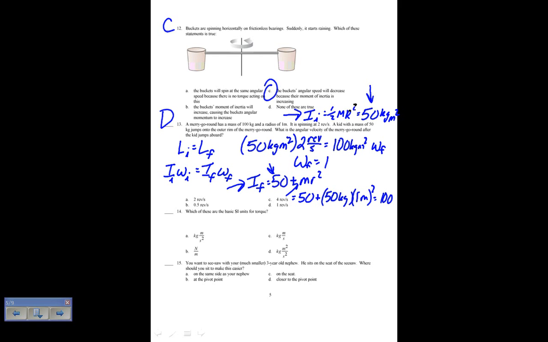Which of these are the basic SI units for torque? Torque is Newton meter. Newtons times meters. That's kilogram meters per second squared times meters, which is that.